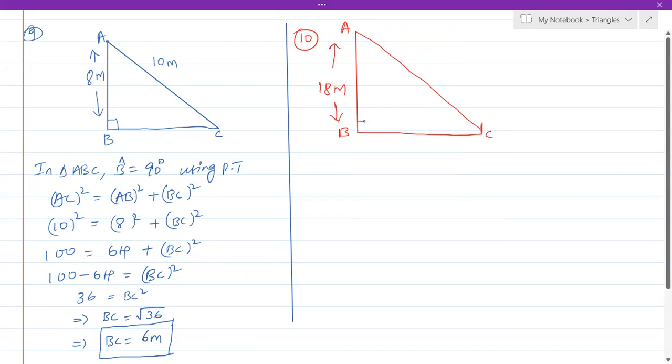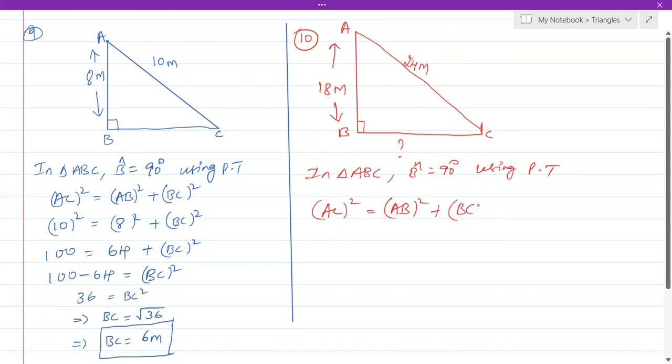Obviously, the pole will be perpendicular to the ground. The length of the rope is given as 24 meters. We have to find the value of BC. Again, let's use Pythagoras theorem. In triangle ABC, angle B is 90 degrees. If you observe, I always mention the right angle, then proceed with the theorem. Using Pythagoras theorem, we can write it as AC square is equal to AB square plus BC square. So AC is 24, AB is 18. We have to find the value of BC. 24 square is 576, 18 square is 324 plus BC square.